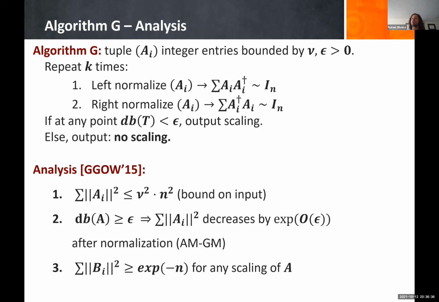then this norm square would decrease by this exponential factor. But we also know that the norm of the tuple B has to be bigger than or equal to exponential minus n for any scaling of A, if A is not in the null cone. So again, if we run the algorithm for the same number of steps that we had before for matrix scaling, if A is not in the null cone, our norm cannot drop too much. So within that number of iterations, we will find an element that has a small distance to W balance.